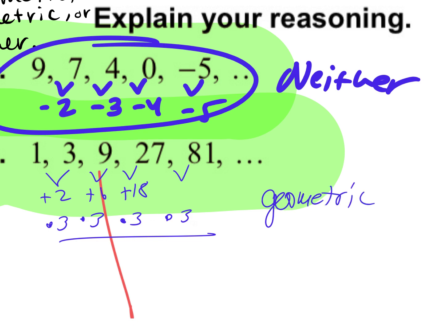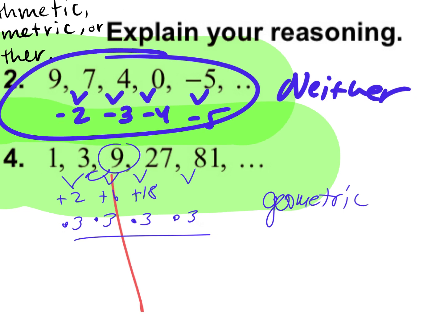Another way you can figure out if it's geometric, remember I told you guys, take one term and divide it by the one in front of it. 9 divided by 3, 3. 27 divided by 9, 3. 81 divided by 27, 3.